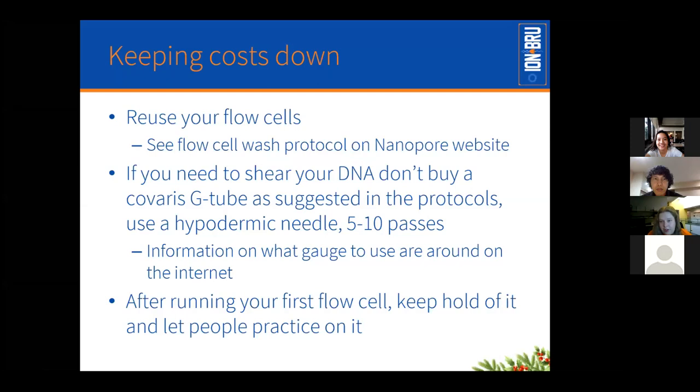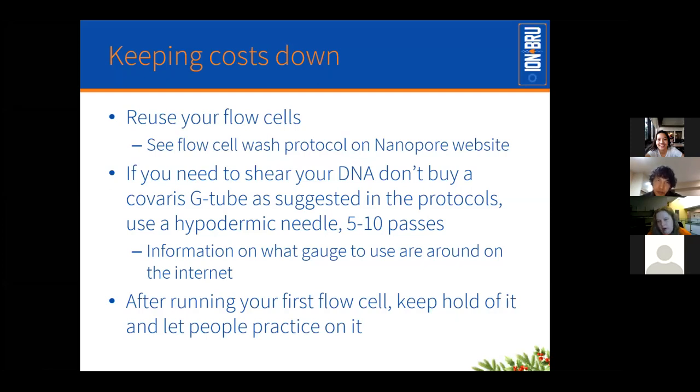If you need to shear your DNA, which is something that is recommended in some of the protocols, do not use a Covaris g-TUBE as it suggests in the protocol, because those are horrendously expensive. I won't buy them. You might want to shear because the throughput is optimized at 8 kb. So if your reads are 8 kb, you will get the best throughput.